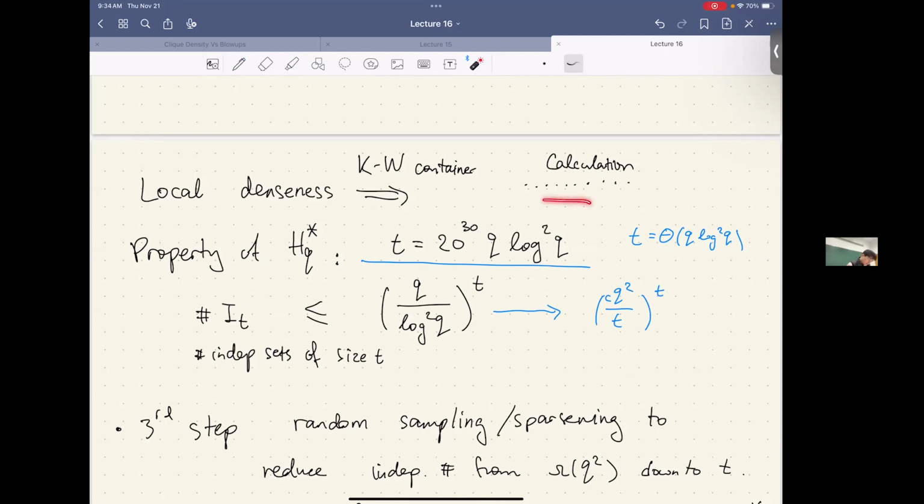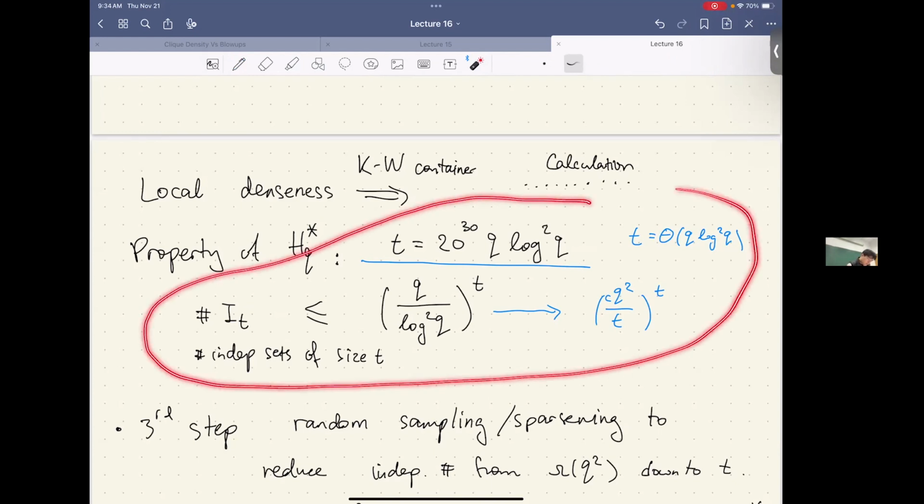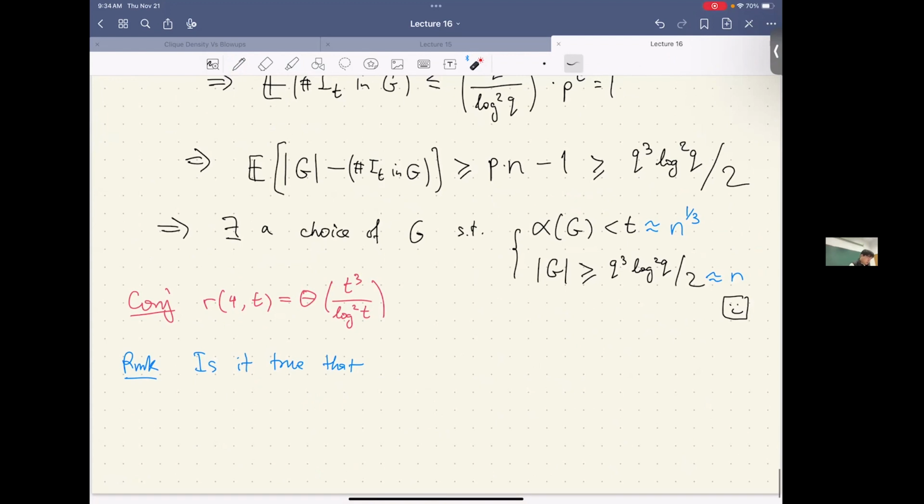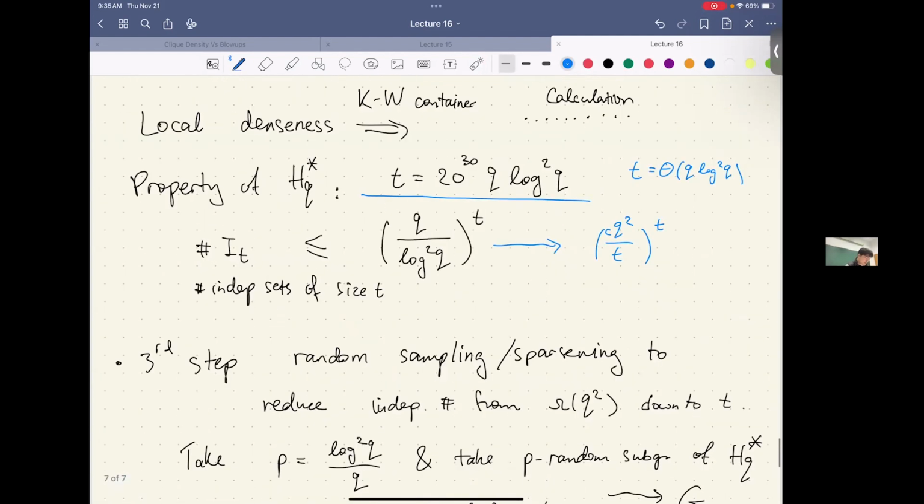We want to get a better estimate on the number of independent sets, the same estimate, but for slightly smaller sets. If you can bound the number of independent sets of size T, where T is Q log Q, not Q log Q squared, and prove the same bound, we will be done. You can prove this tight bound. That will be a very good result, I think. So it is true that the number of independent sets of size T is at most (CQ squared over T) to the power T here.